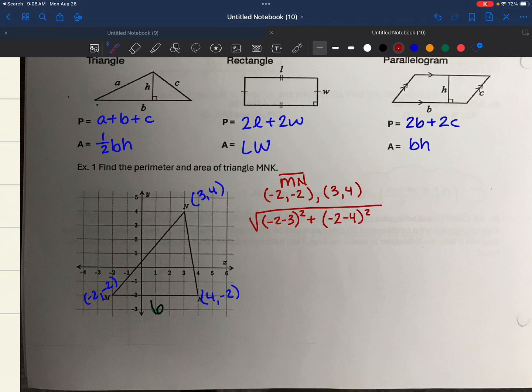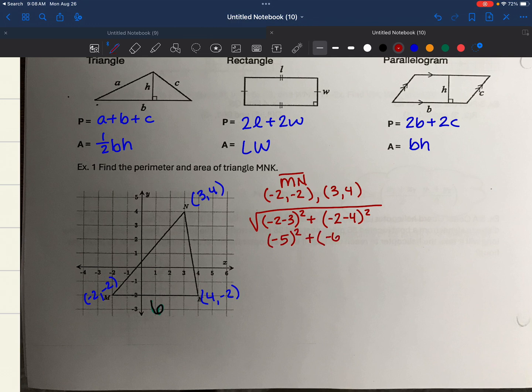Now, a lot of us really did a pretty good job with the distance formula on our quiz. Some of us, though, tried to use the distance formula when it was asking about midpoint. So we have to be able to distinguish between the two. All right, what is -2 minus 3?